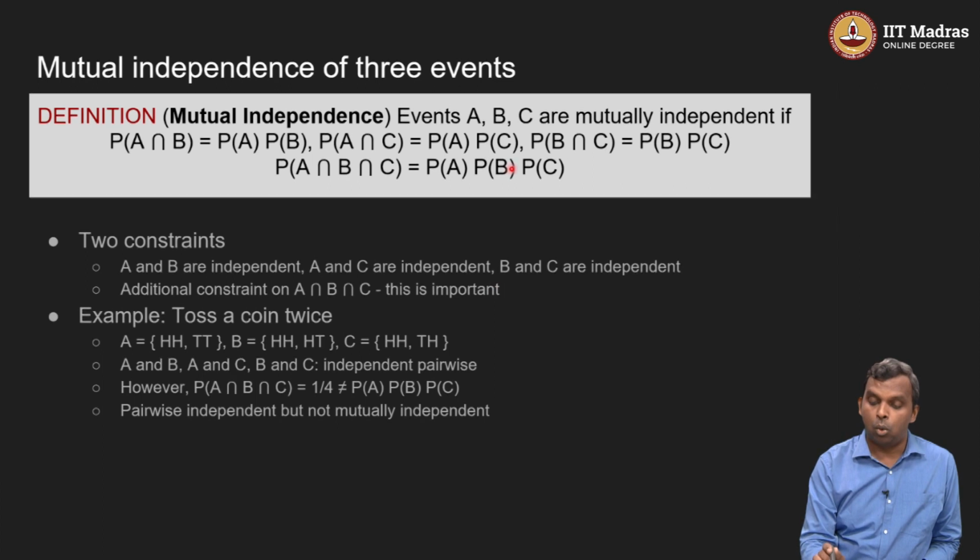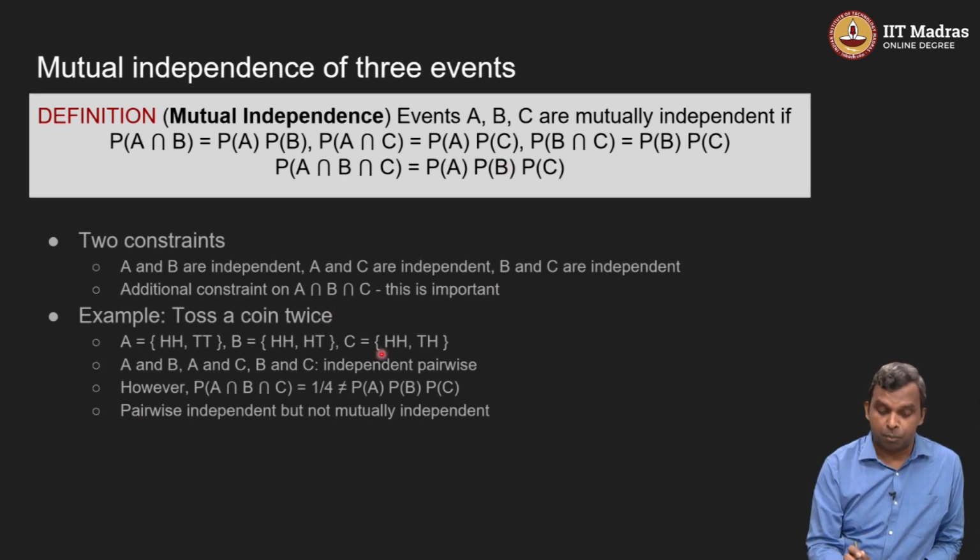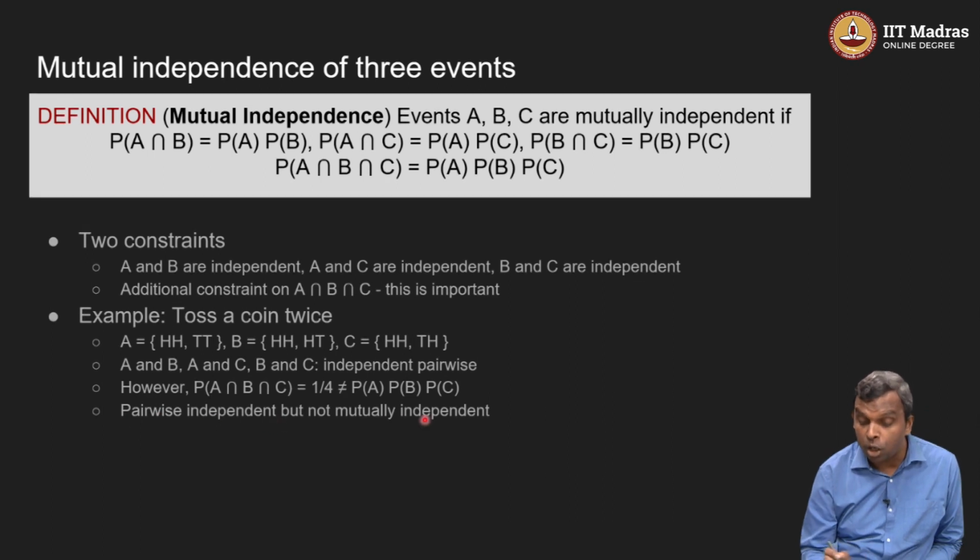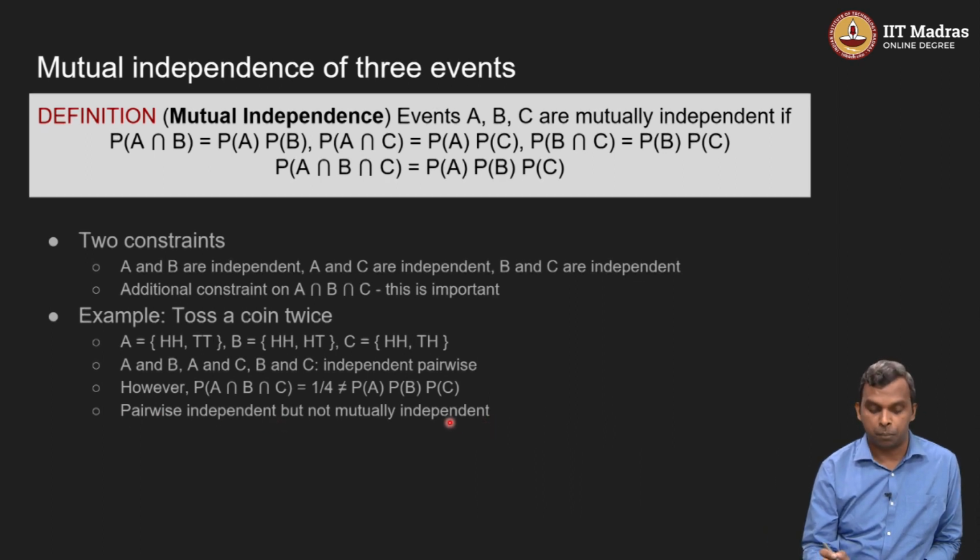Now, it is possible, and I have given an example here of 3 events in a very simple sample space, tossing a coin twice, which are pairwise independent but not mutually independent. This is possible. Here is A, B, C, I have just defined them as subsets, and A and B, A and C, B and C are independent pairwise. You can check that out. I will leave you to check this, but this condition is not satisfied. A intersect B intersect C is 1 by 4, and that is not the product of 3 probabilities. So, it may happen that pairwise independence is true, but mutual independence is not there.